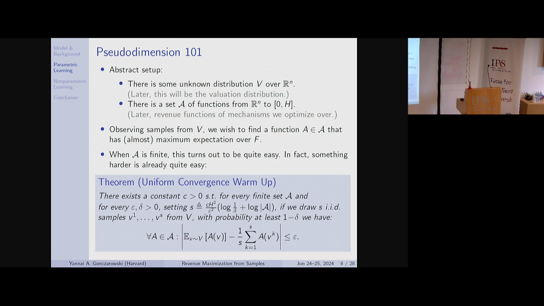A is fixed not only for the valuation, but for every auction. Every auction has its own A. This is the set of revenue functions of mechanisms. Each mechanism has its own revenue function.